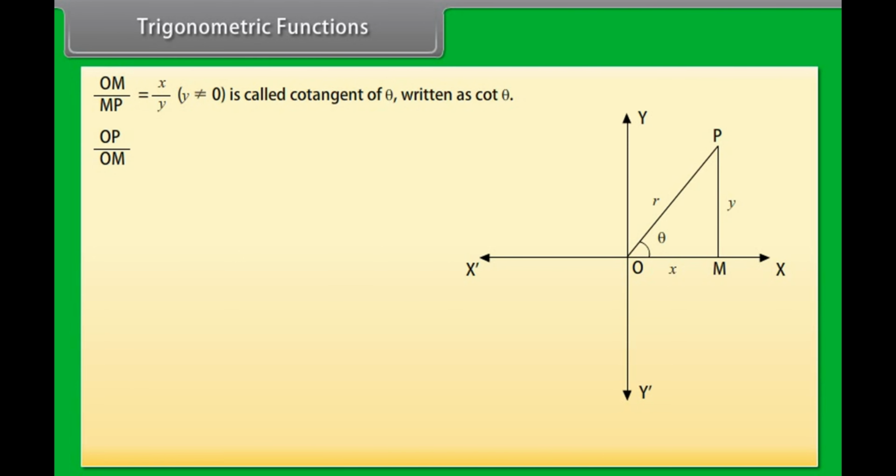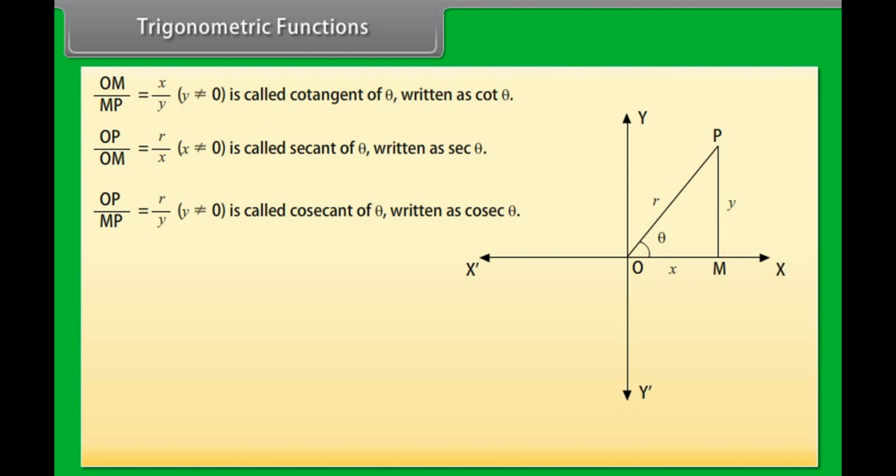OP by OM is equal to r by x, x not equal to 0, is called secant of theta, written as sec theta. OP by MP is equal to r by y, y not equal to 0, is called cosecant of theta, written as cosec theta.